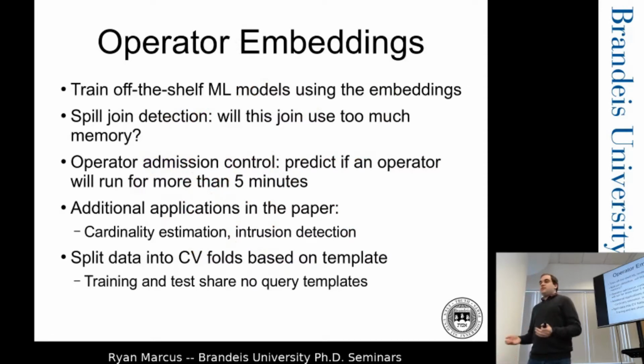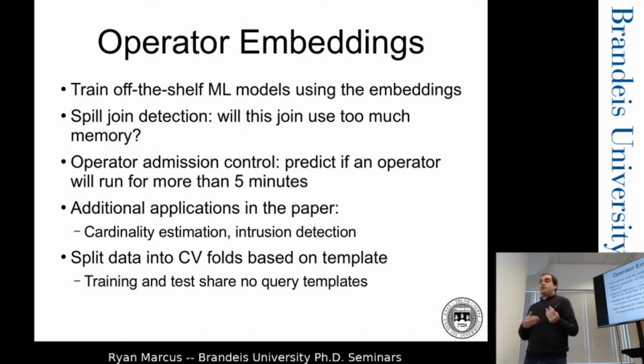So the next thing we did for our experimental evaluation was we trained a whole bunch of off-the-shelf machine learning models against these embeddings, and we tried to do a bunch of particular tasks. I'm only going to talk about 2 of them today. The first is detecting spill joins, which corresponds to the plot you saw 2 times ago. We're trying to predict whether or not a join will use too much memory.